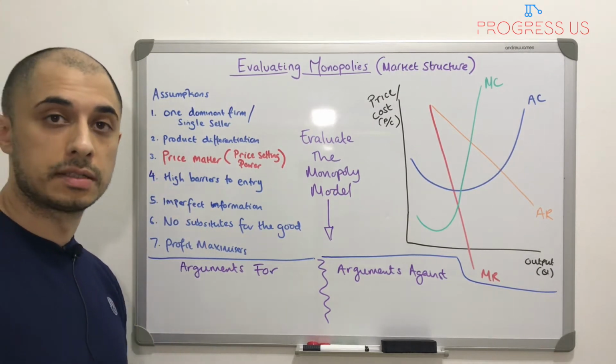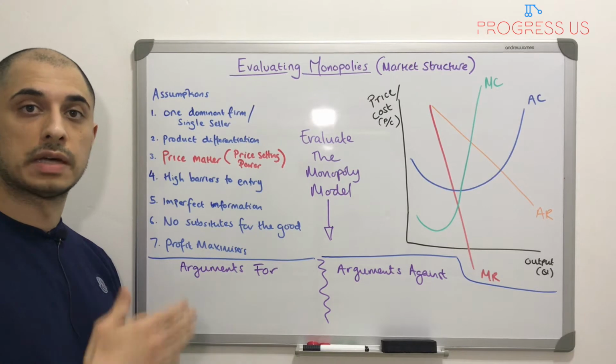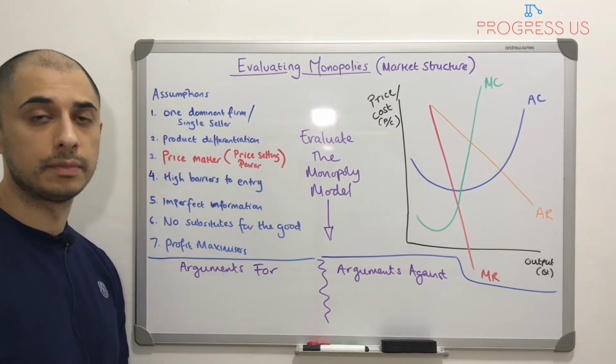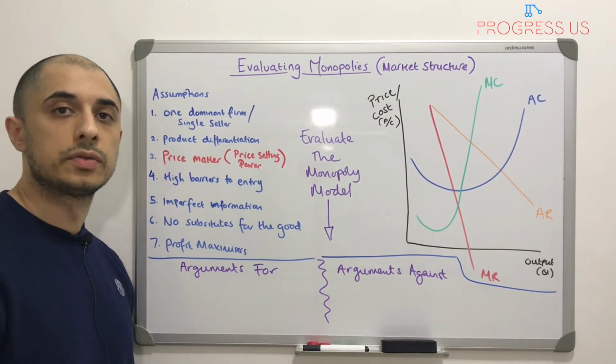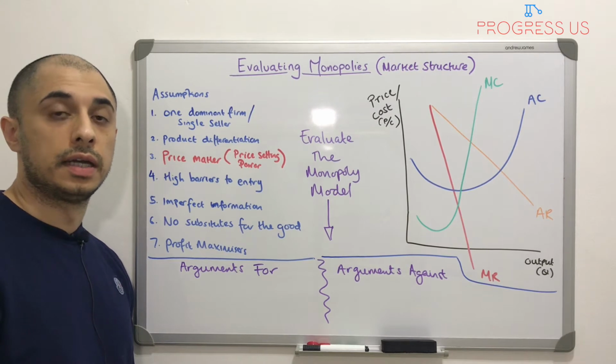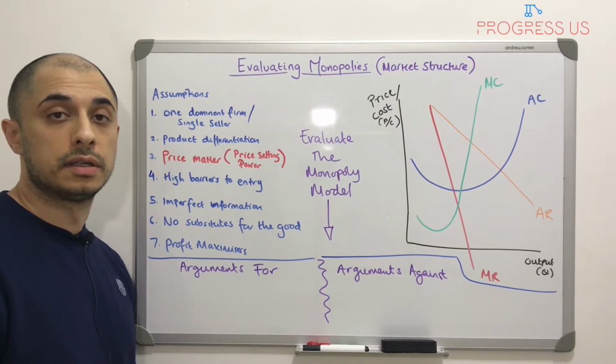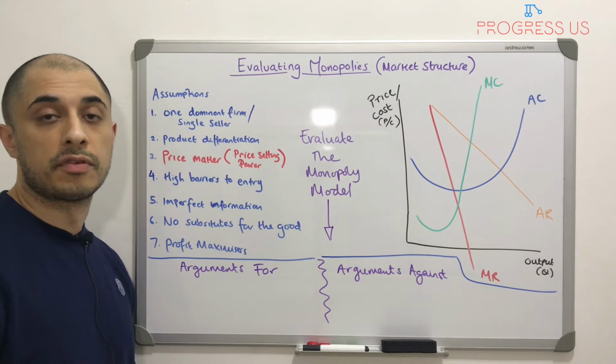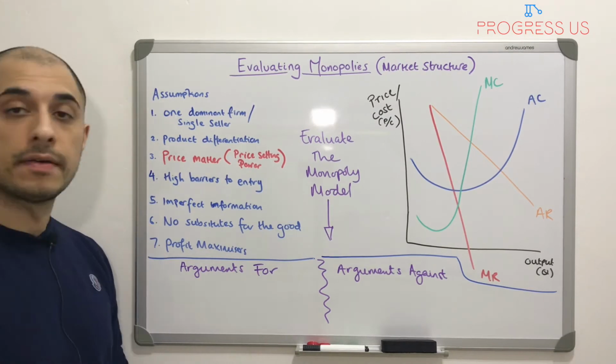In monopolies, that assumption is really important because firms have a downward sloping average revenue curve, which is a demand curve, and that tells firms that they are able to basically set the price according to what their profit maximization goal is. Fourth, high barriers to entry.